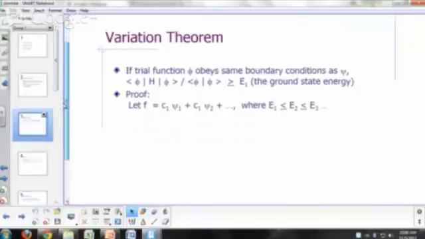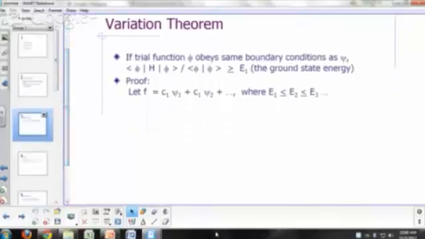First, let's talk about the variation theorem. The idea behind the variation theorem is that you guess what the wave function is, and you make your wave function adjustable. You introduce adjustable parameters so you can tweak it, and you can use it to estimate the energy.